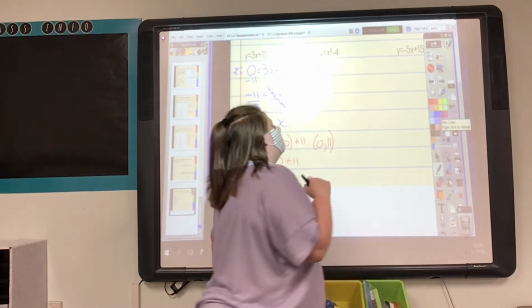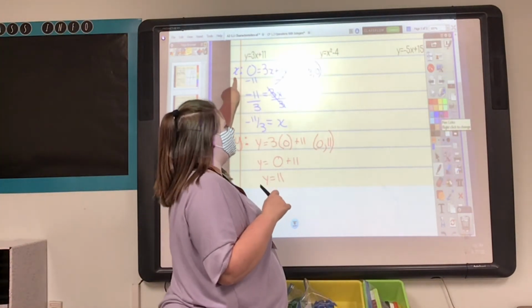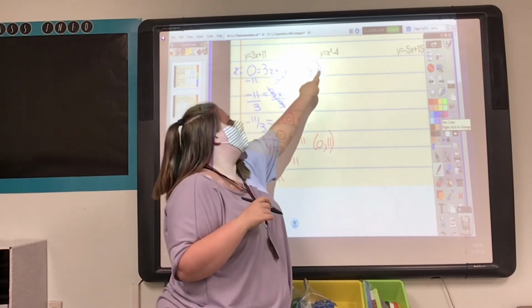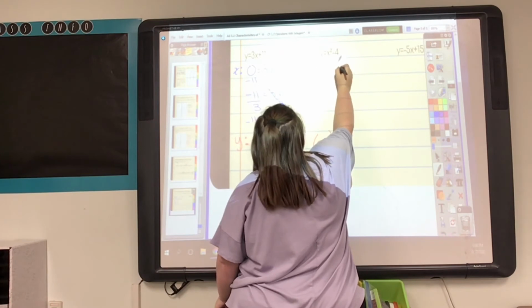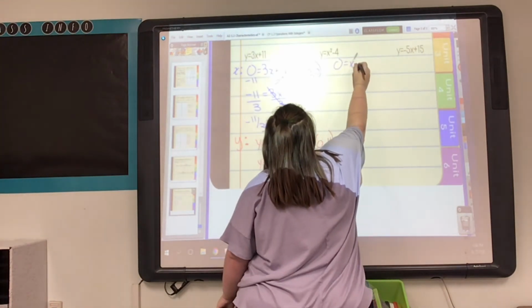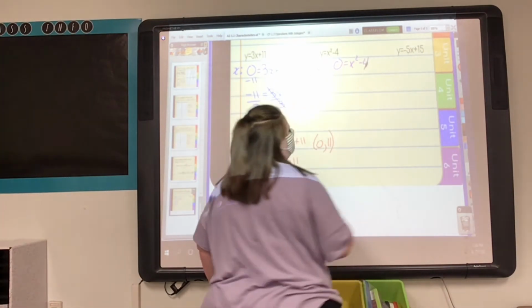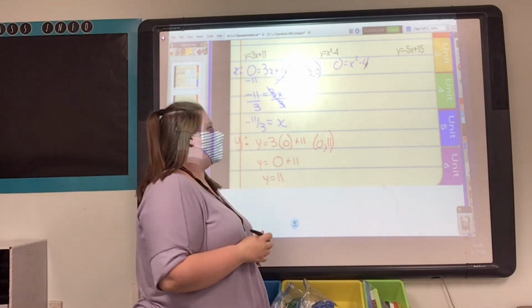So first we're going to start with the x-intercept. To find the x-intercept for this function, I replace y with 0 and solve for x. So 0 equals x squared minus 4.